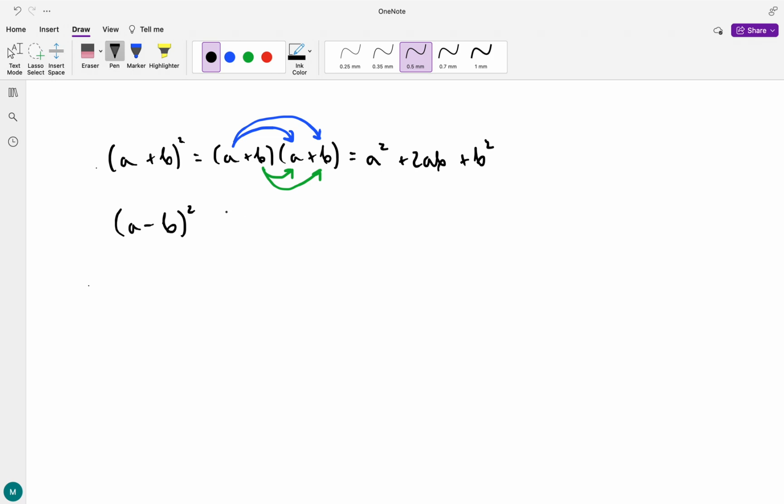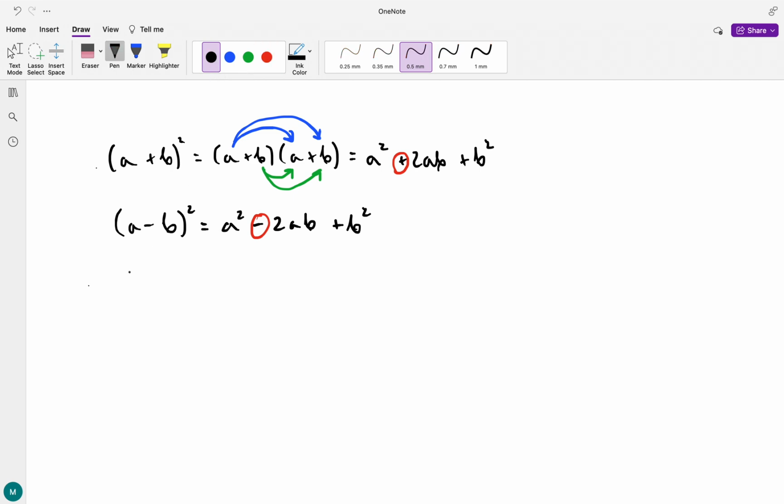We have a negative sign here, so we have a difference. And this time I'm not going to FOIL it out and show you how it's done. I'm just going to write a squared minus 2ab plus b squared. So the only difference here is the negative sign, right? So the first sign is negative, and in the sum, the first sign is positive.